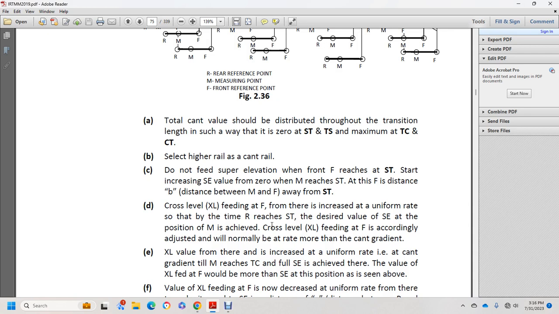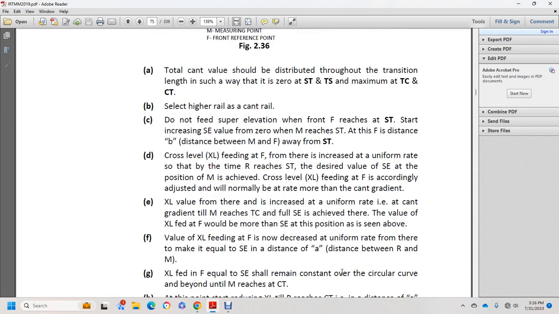The feeding at F is adjusted nominally with the rate of the cant gradient. The cross level value increases at a uniform rate with the cant gradient until M reaches the tangent curve, where the super elevation is achieved. The value of the cross level at F would be for the super elevation position seen below, or seen above. The cross level feeding value at F does not decrease at the uniform rate, with the maximum made equal to the super elevation, the distance A between the radius R and M.